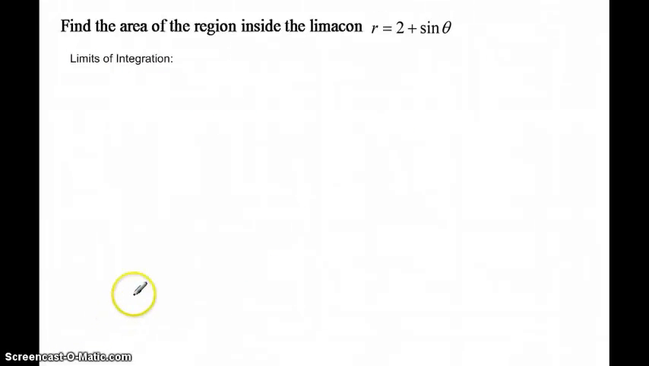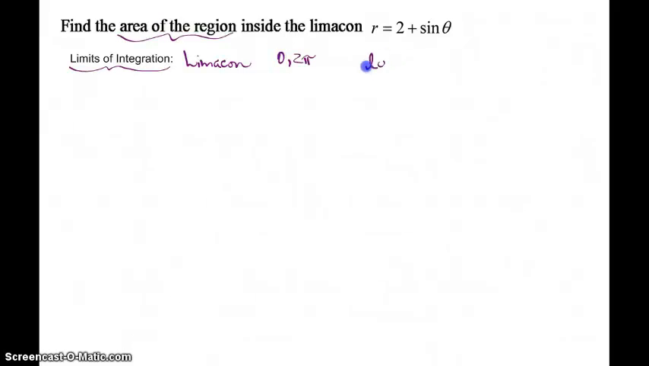All right, so let's work another example. Find the area of the region inside the limacon r equals 2 plus the sine of theta. So again, when it comes to talking about limits of integration, it's really important that we recognize what we're dealing with. If we're dealing with a limacon and it wants the area of the entire region, then our limits of integration are really easy. They're 0 and 2 pi.